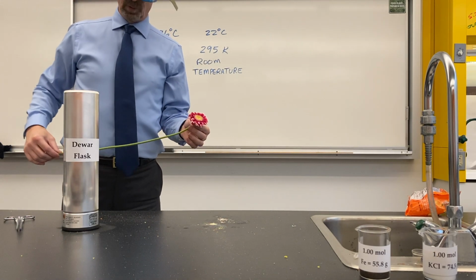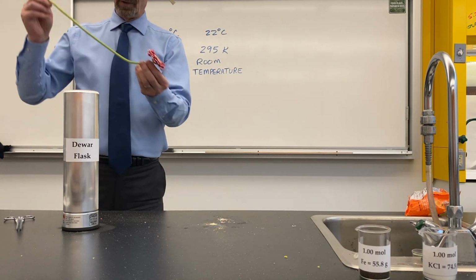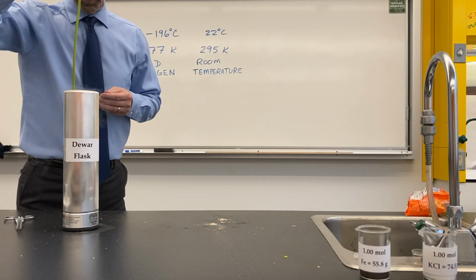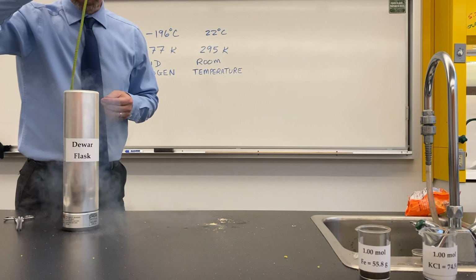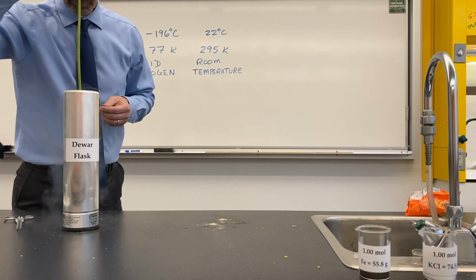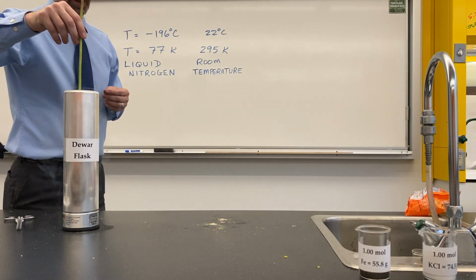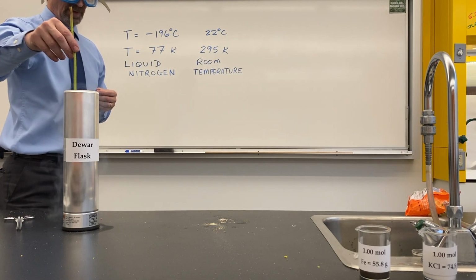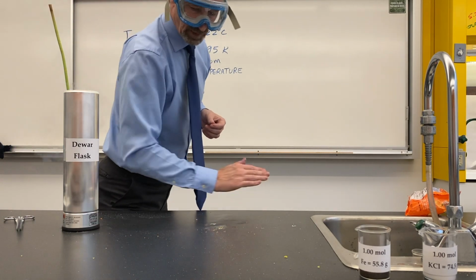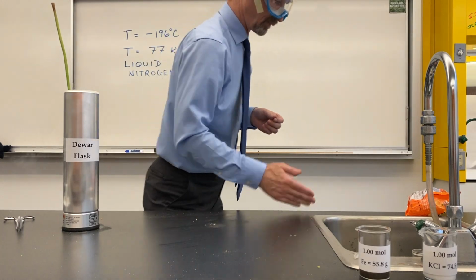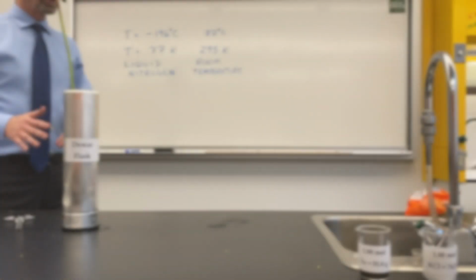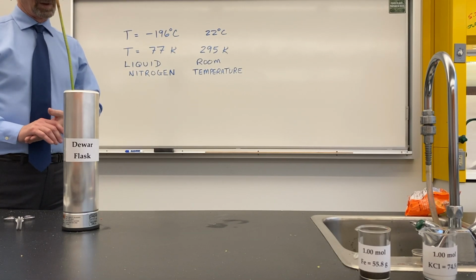Even a common flower, when frozen, will shatter very, very easily. We'll put it in the liquid nitrogen and give it a few moments to freeze up. And we'll clean up this area. Let's watch the flower being shattered in slow motion.